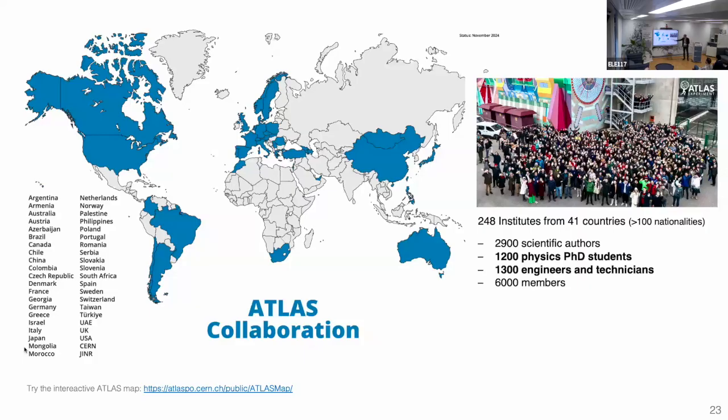Then, very important also, 1,300 engineers and technicians. These detectors cannot be built by physicists like me. You know, no way. You need engineers who really know how to do things. And so this is very, very important. Overall, 6,000 members in the ATLAS collaboration. You see the world map there.